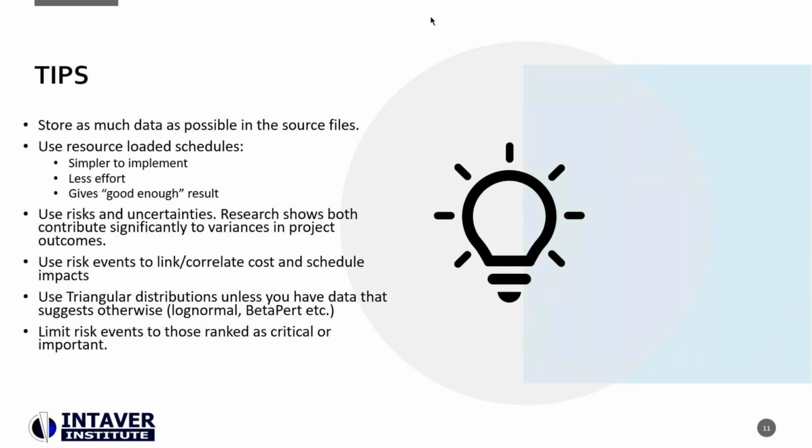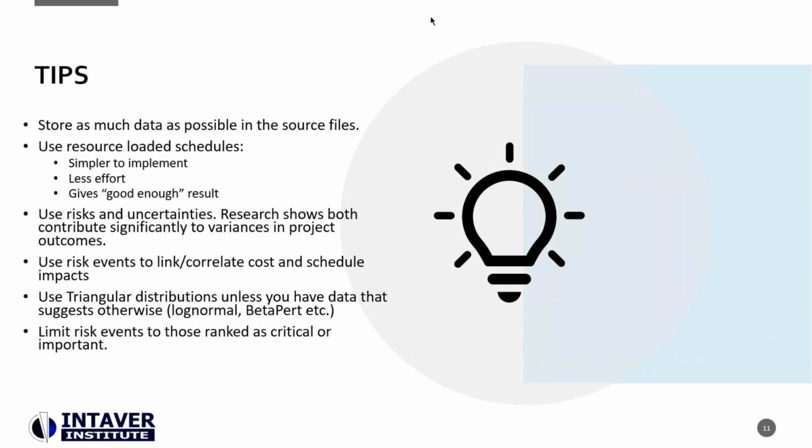Use your risk events to link and correlate costs and schedules. If you have fixed costs in the system, you can use that risk for a schedule impact and a cost impact. And that will provide a little bit better understanding of how much variance in schedule and cost the actual risk represents.